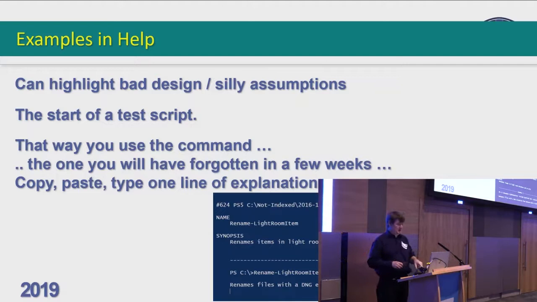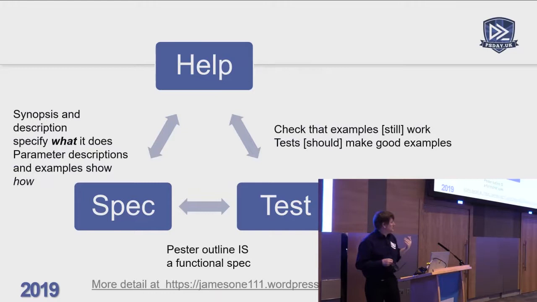Now, I mentioned this thing about examples in help at the start of a test script. I like to push this kind of idea of help equals spec equals test. When you look at the synopsis in the help for a command, it tells you what it does. And the parameter descriptions tell you how it does it, and the examples explain that how a little bit better.